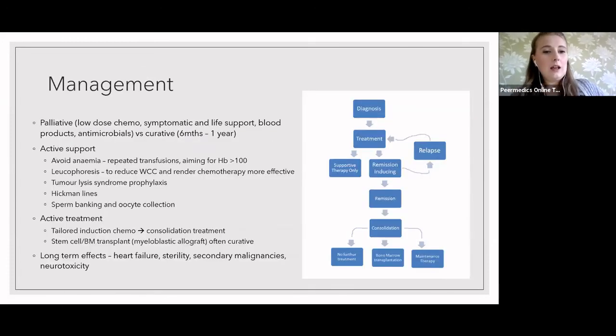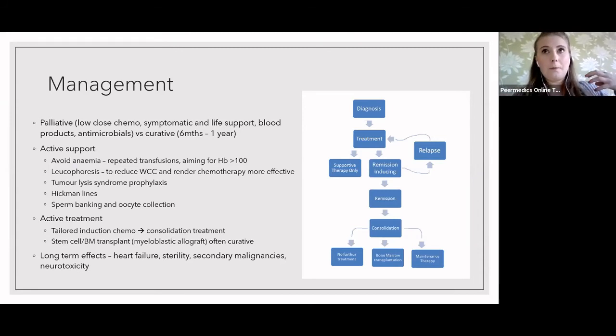So generally, if you're thinking this is an older patient who isn't going to survive this, you're just going to palliate them on low dose chemo, symptom relief, so painkillers, and giving them transfusions if they need them, antimicrobials to stop infections. Or if it's curative, you're going to blast them with the high dose chemo. So you want to make sure you're avoiding anemia. So if their hemoglobin's dropping, give them repeated transfusions, aiming for a hemoglobin over 100 grams per deciliter.